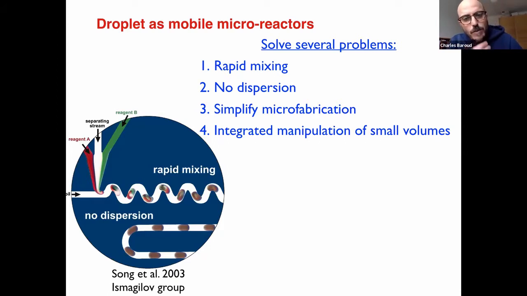But in particular, one that I particularly find interesting is the number 4 on this slide, which is that if you have a droplet, it gives you a natural way to move a very small volume, which is the volume that's encapsulated by the droplet. And so you should be able to use the surface tension that's separating the inside from the outside of the droplet in order to manipulate very small volumes that are encapsulated.